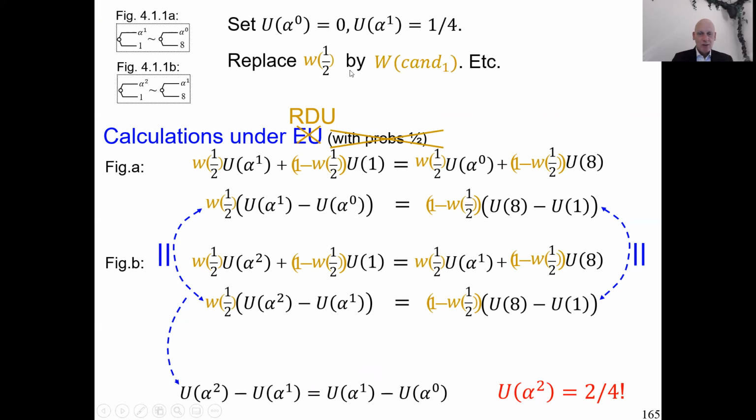Now, in the upper branch, we have candidate 1, and the decision weight of the upper branch is now capital W of candidate 1. The upper branch has the best outcome, it's alpha 1 here. And that's the only change. If everywhere we carry out this replacement, the whole reasoning goes through. Although the W's are now different, they cancel anyhow. And we still end up saying utility alpha 2 is 2 over 4.